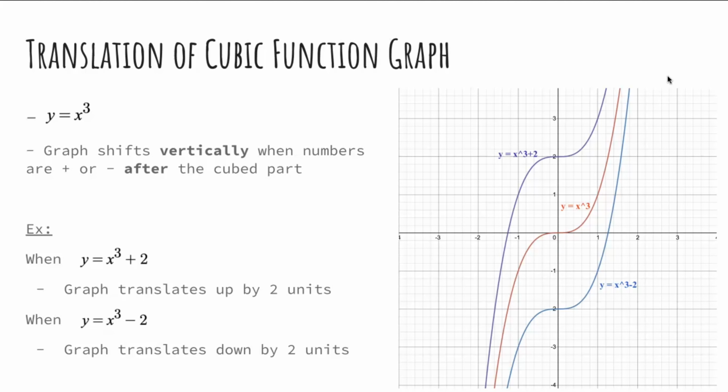Moving on, I'll be talking about the transition. The parent graph of the cubic function is y equals x to the power 3. The graph will shift vertically when numbers are either added or subtracted after the cube part. For instance, if you're given the equation y equals x to the power 3 plus 2, the graph will translate up by 2 units because 2 is added after x to the power 3. Whereas if you're given y equals x to the power 3 minus 2, the graph will translate down by 2 units because 2 is subtracted after x to the power 3.